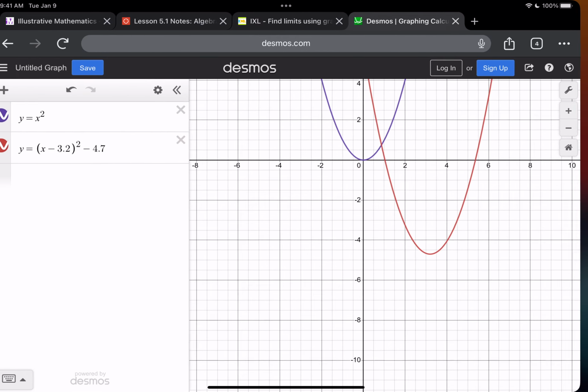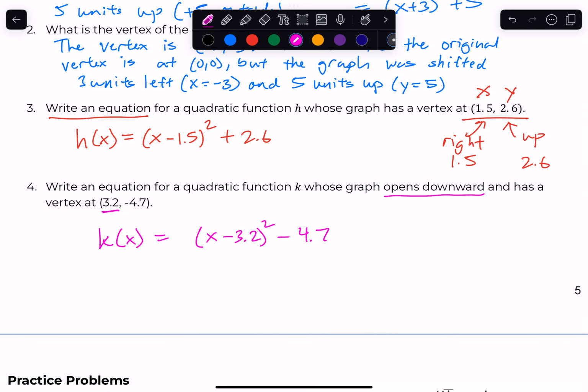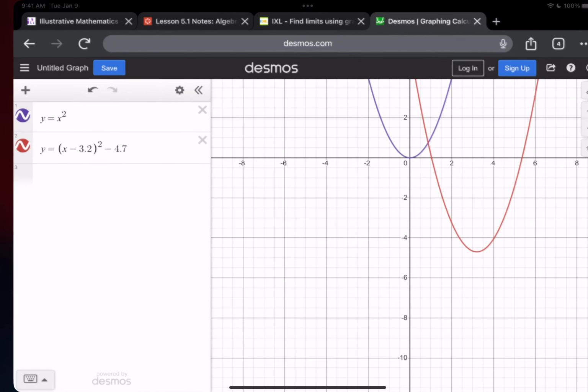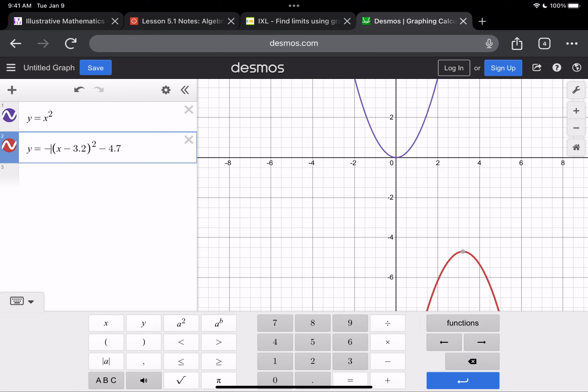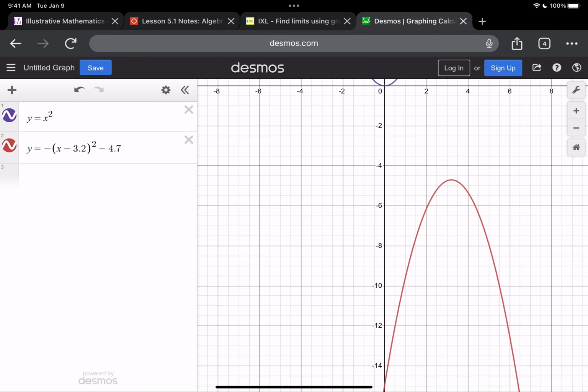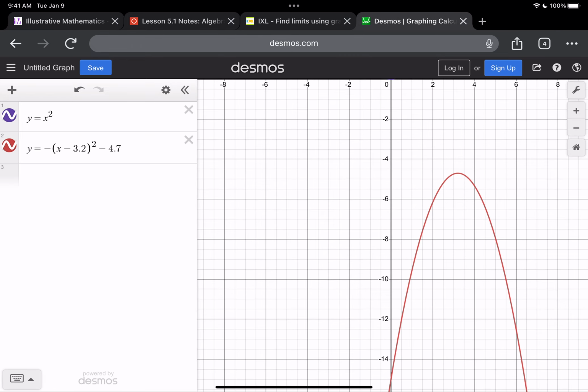But it also says that I want it to open downwards. So what I'm going to do to make it open downwards is I want it to essentially flip. We learned that if I want to make it flip vertically, I need to change the outside of the equation. So I'm going to take my equation and put a negative in front of it. So let's see that happen again.